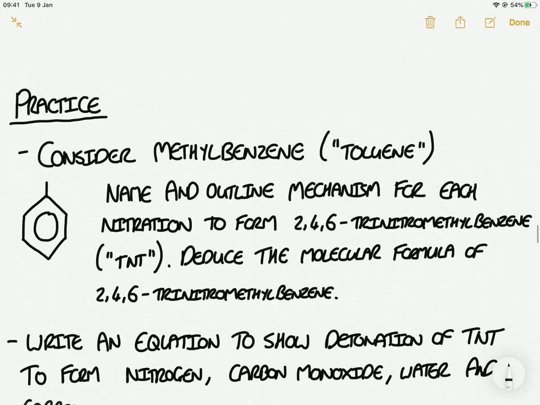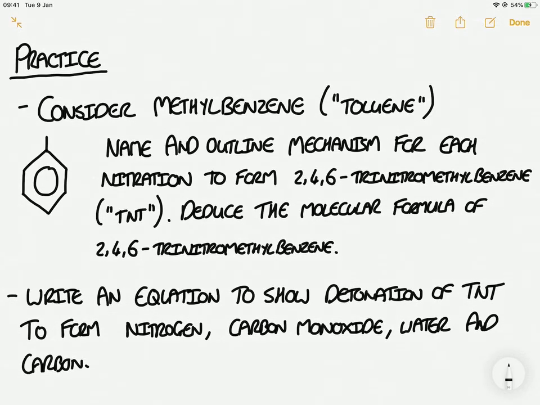So then, we've got a practice set of questions here. Let's say that we start with toluene, methylbenzene. I want you to name and outline each mechanism to show each nitration to form 2,4,6-trinitromethylbenzene. Then deduce the molecular formula of TNT, and then write an equation to show the thing that you've been asked to do down at the bottom there. Just to be clear, you should be drawing 3 mechanisms, and each time you should be adding one more nitro group. So it'll just be one nitro group to the next, in the first instance, then you'll be adding a second nitro group, then the third nitro group. And the position that they end up in is important. If you can't remember how the numbering works, go back to near the beginning when we looked at the structure of TNT. So pause the video and have a go at those.